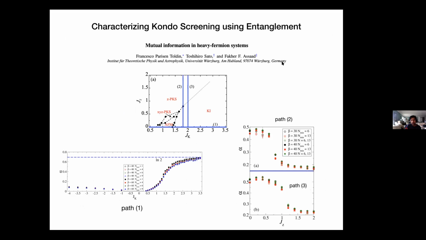This is later work by Fecher and collaborators, where they look at mutual information between the local moments and the conduction electrons, because that's the physics of Kondo physics. It's about entanglement between these two, or its breakdown. And they clearly see that if they go along this axis, where there is no geometric frustration, entanglement is log 2, and then it's almost 0 in this phase. But if you go in the ZPKS phase, this partially Kondo screened phase, entanglement is not log 2. It's actually smaller because of this partial Kondo screening.